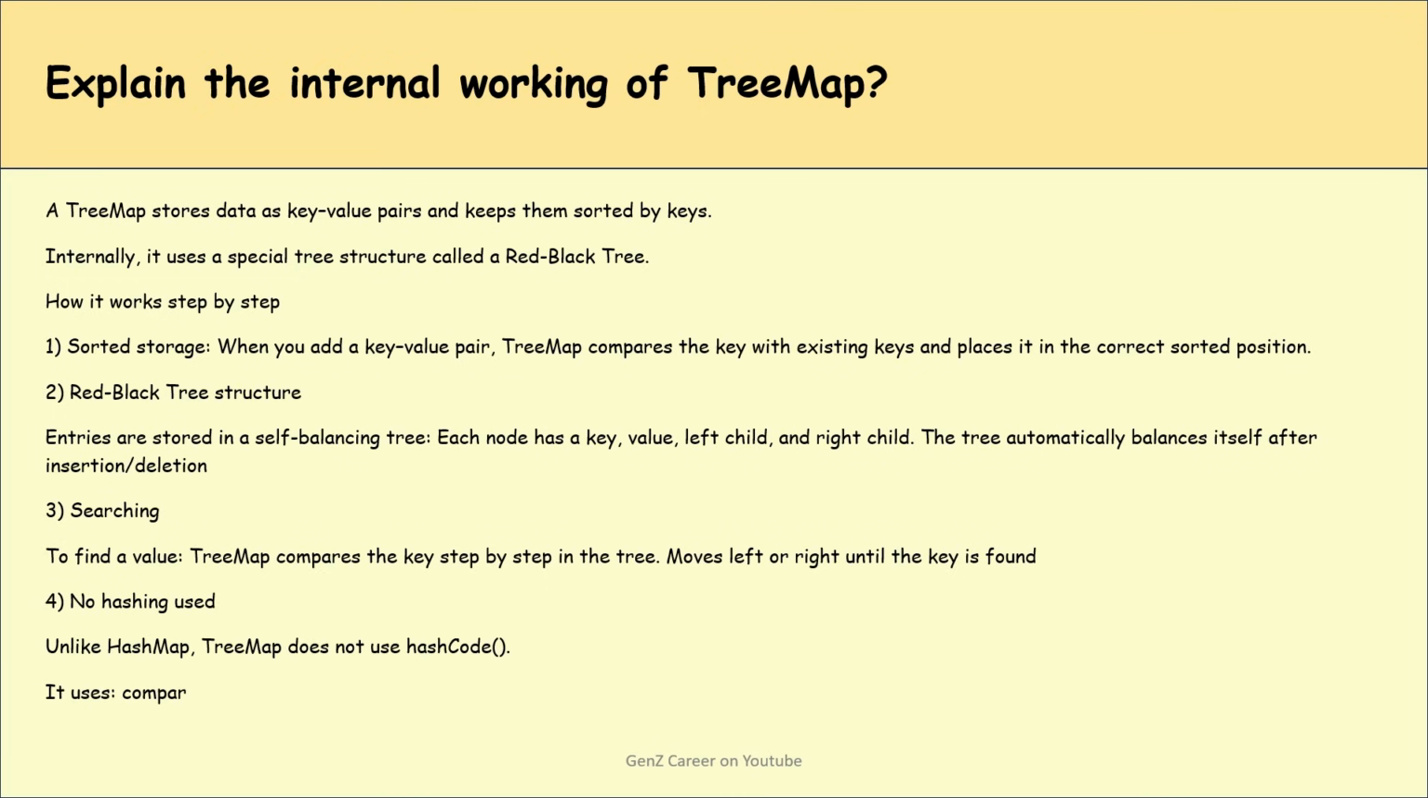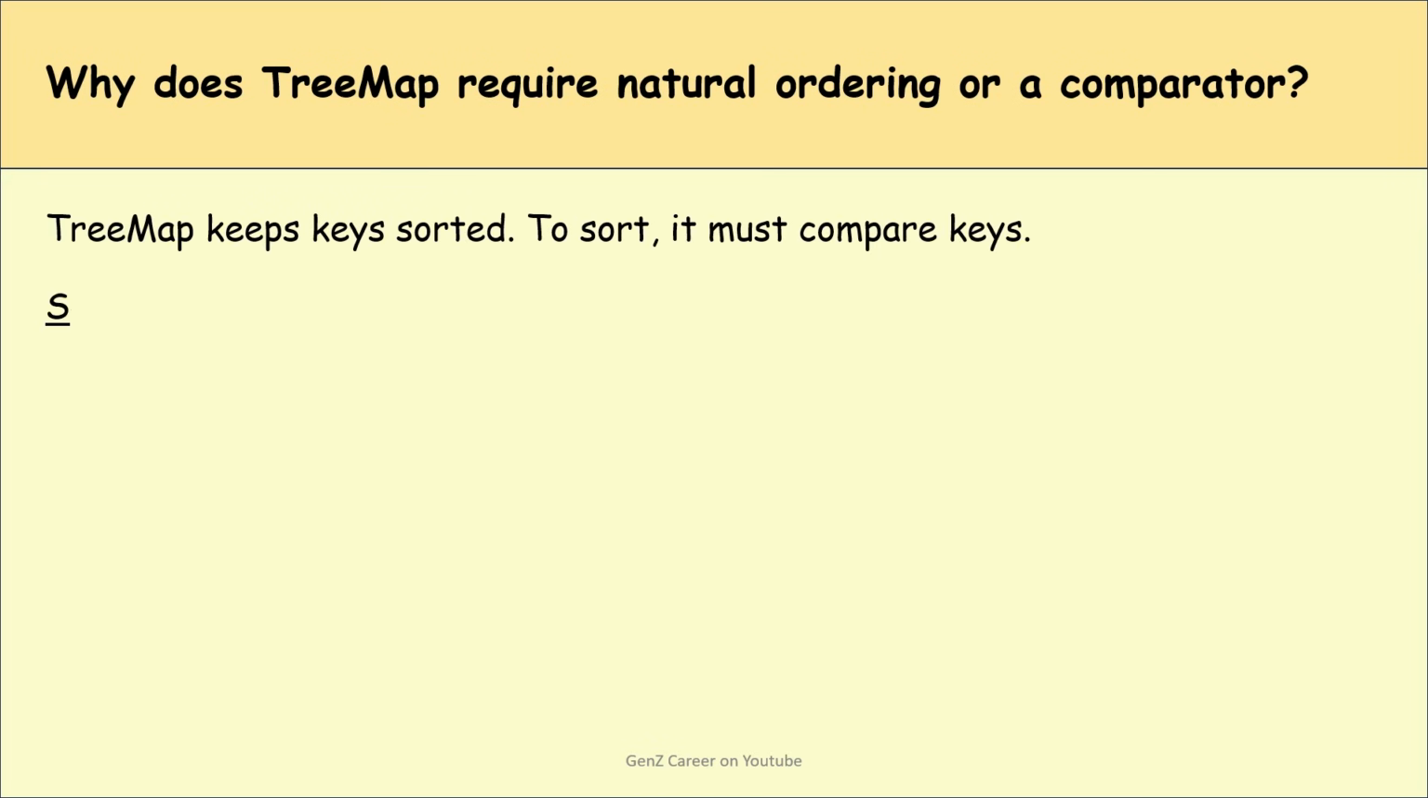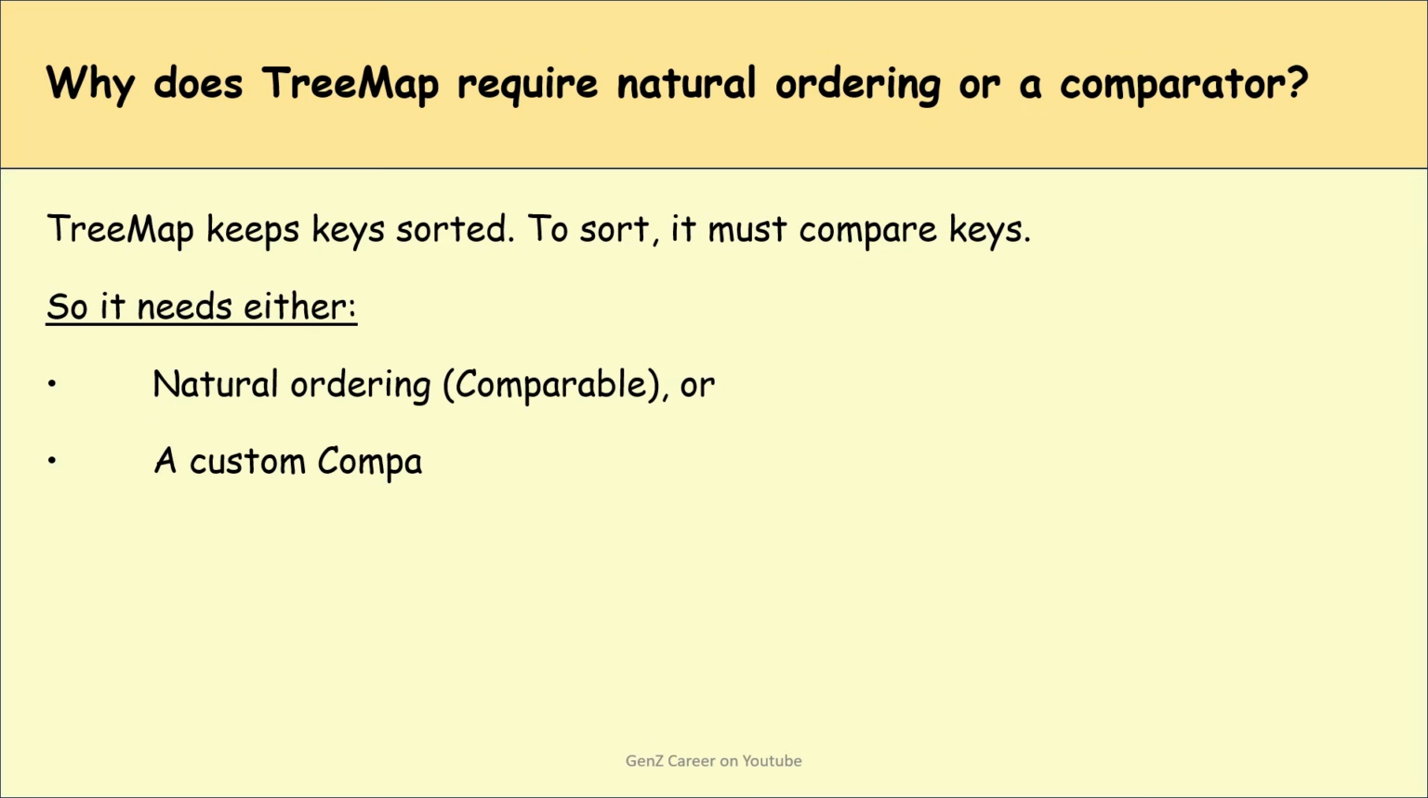Okay. Fourth step is no hashing used. Unlike HashMap, TreeMap does not use hash code. It uses compareTo or Comparator. compareTo for natural ordering and Comparator for custom sorting. Okay. Why does TreeMap require natural ordering or Comparator? TreeMap keeps keys sorted. To sort, it must compare keys, so it needs either natural ordering or a custom Comparator. Without comparison, it cannot decide where to place keys in the tree.